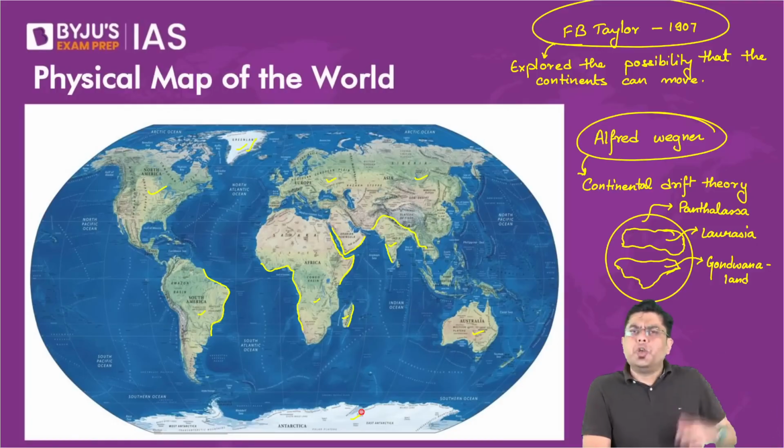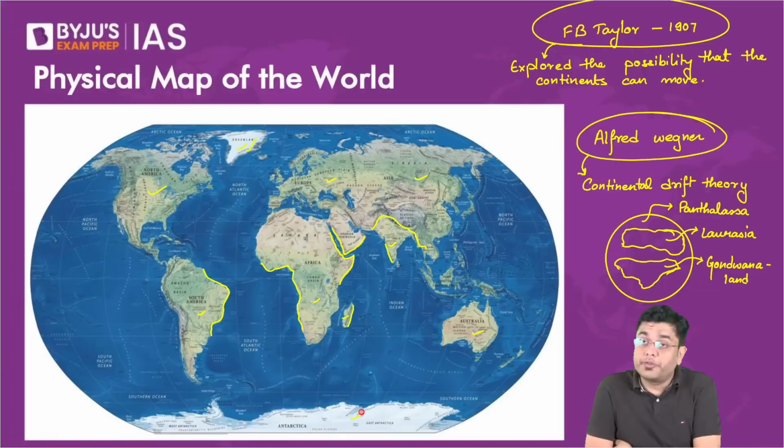And then he postulated that these supercontinents further broke into various different parts, and the continents have been drifting ever since that point of time. And that is why we have the present day shape of the world that we come across.